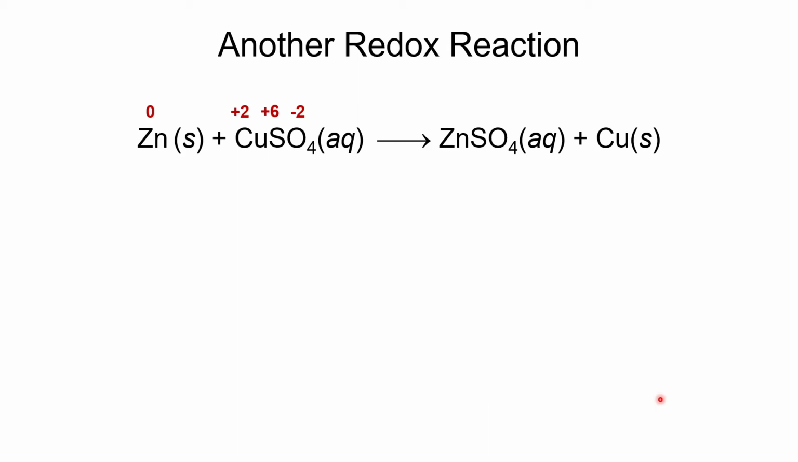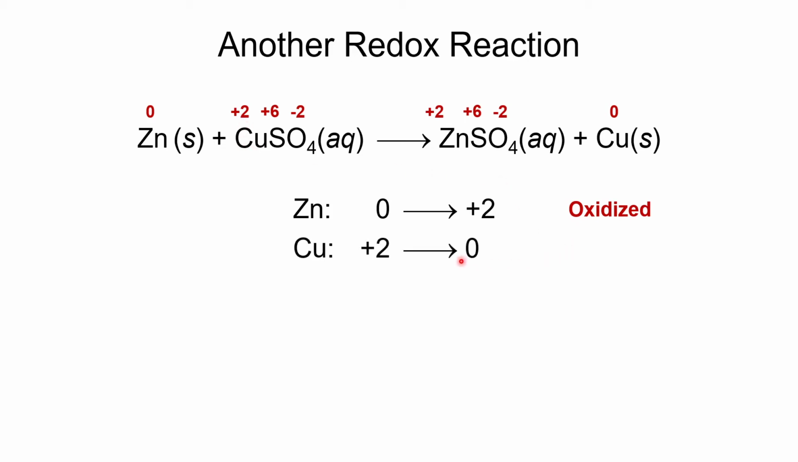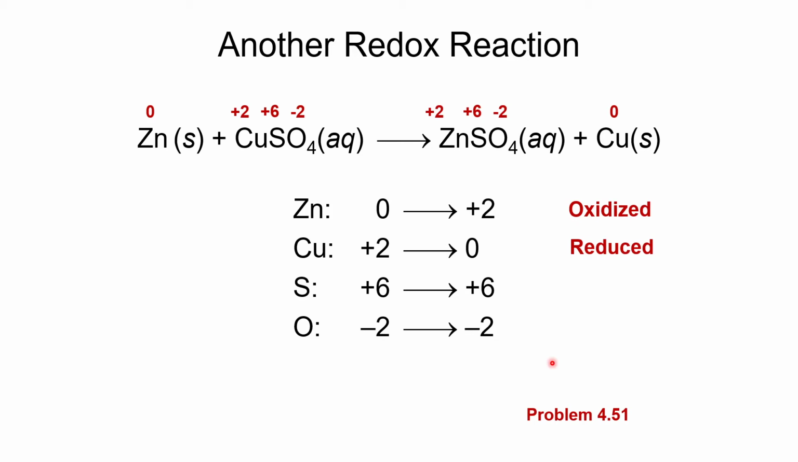The next thing here, over here on the right, we've got zinc sulfate. Zinc is +2. Again, oxygen's -2, sulfur is +6. And the copper on the right is 0. So now we just need to look at each element. All right, zinc went from 0 to +2. Because it got more positive, it got oxidized. So zinc was oxidized here. Copper went from +2 to 0. It got more negative, therefore copper got reduced. And we'll find that the other two elements don't change.